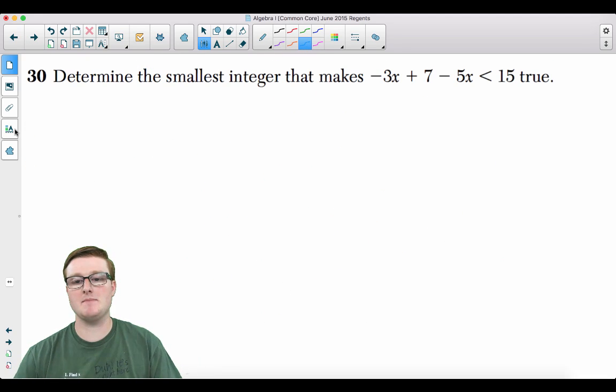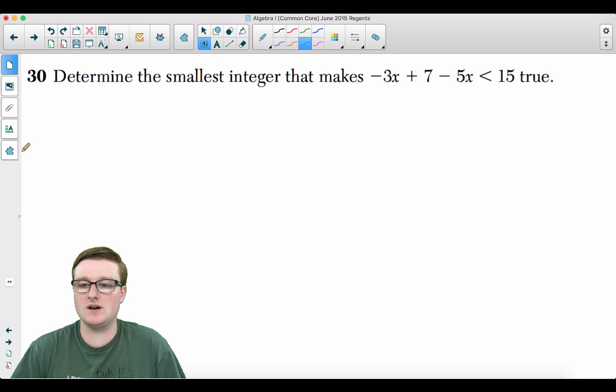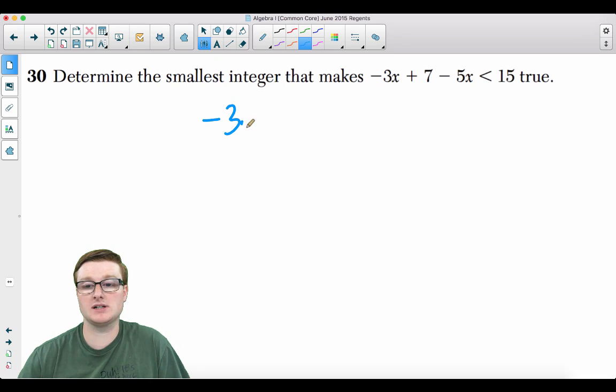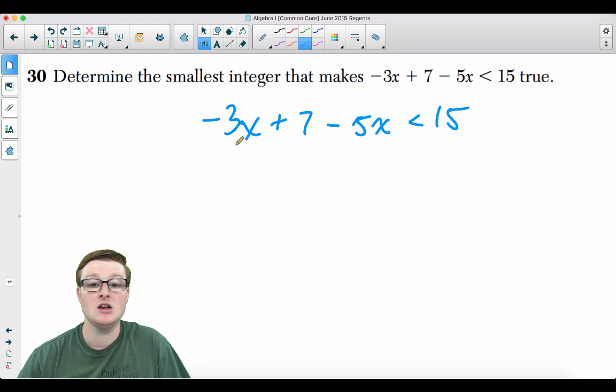Determine the smallest integer that makes negative 3x plus 7 minus 5x is less than 15 true. So what we're going to do is we're going to solve for this first. I don't really care about the smallest integer part yet. I need to solve this immediately. So negative 3x and negative 5x, I don't know why they did this. They just made it more convoluted and complex. They should have really combined these first.